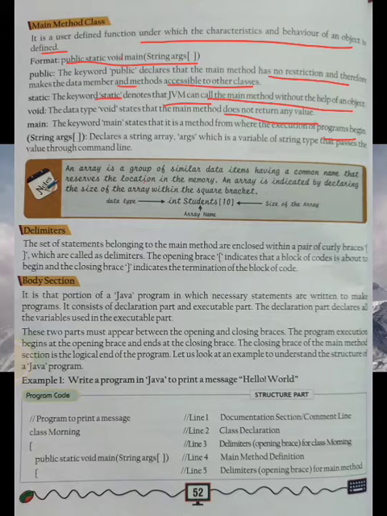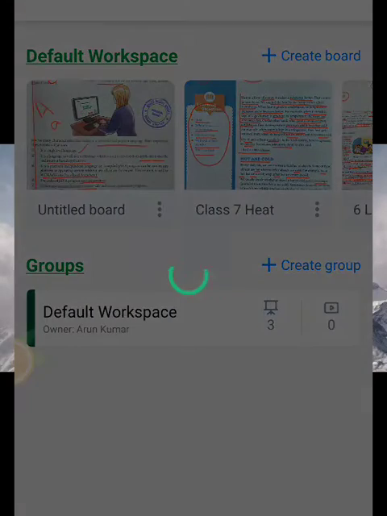Next point is delimiters. Delimiters are simply a pair of curly braces, opening braces and closing braces. The set of statements belonging to the main method are enclosed within a pair of curly braces, which are called delimiters. One will be open and another will be closed. The opening brace indicates that a block of code is about to begin, and the closing brace tells that the block of the program is going to be closed.